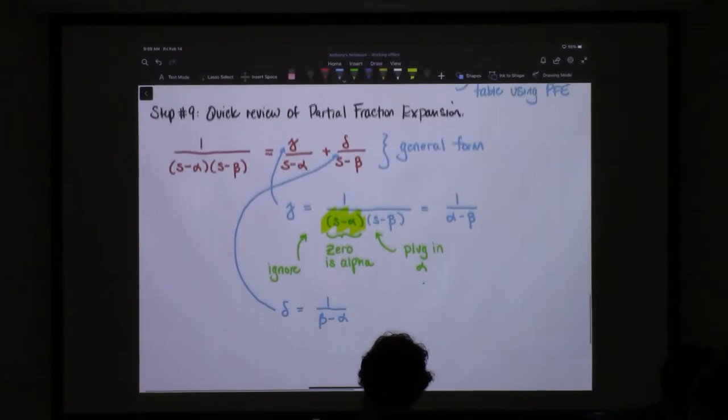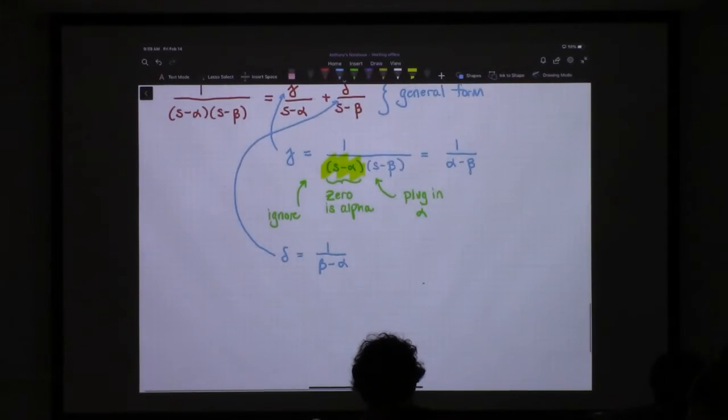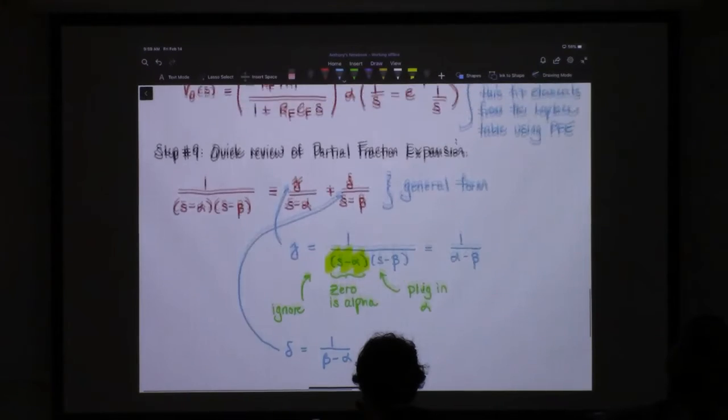So now there's an extended way of doing the partial fraction expansion. There are a couple caveats here with doing partial fraction expansion. If you have repeated roots or complex roots, then sometimes you can't use the shortcut. But honestly, for the example that we're currently working with, the shortcut works just fine. All right, so next step, step number 10.